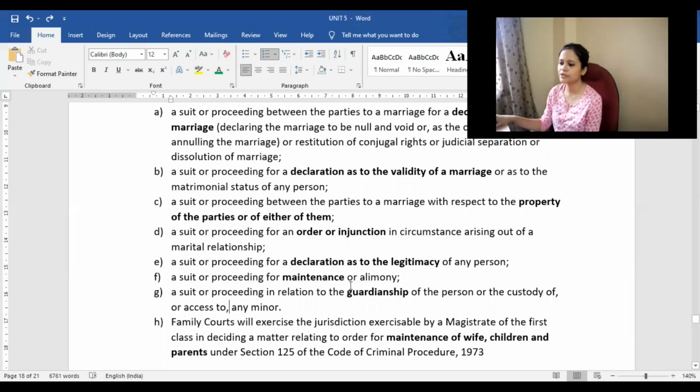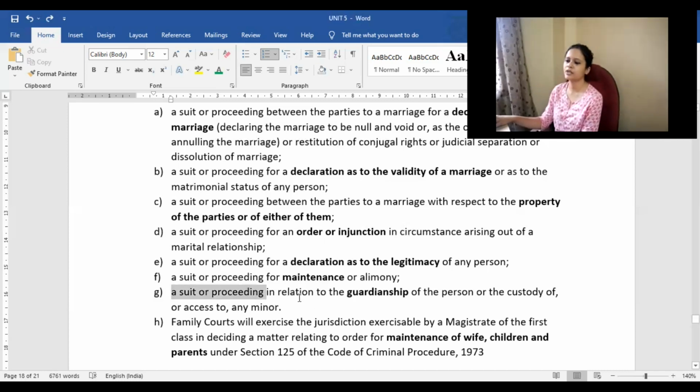Suit or proceeding for maintenance or alimony. After divorce, who will be getting maintenance? How much maintenance will the parties get? All that will also be decided by the court, right? It is usually done based on the personal laws of the parties, right? How much amount they will be paid and other matters.